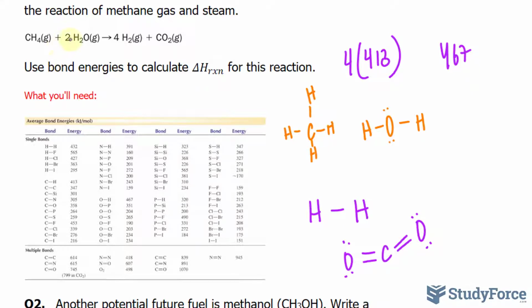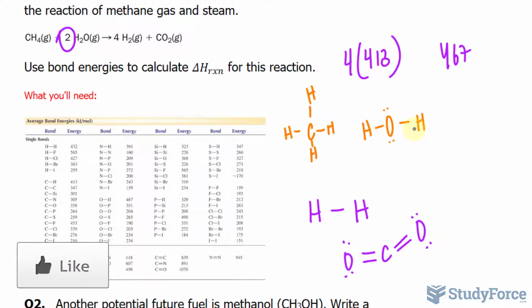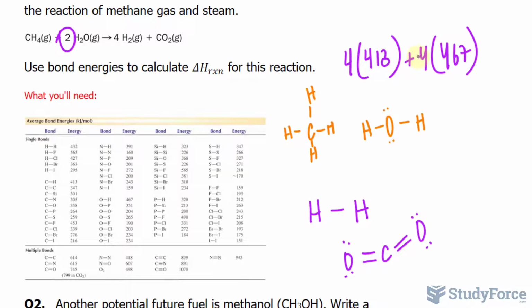And because we had 2 molecules of water, and this oxygen and this hydrogen, this oxygen and this hydrogen, we'll multiply this number by 4. So 2 times 2 gives us that. And we'll take the sum of these 2 bond energies. Then we will do the same thing for the reactants, except that the numbers that we find for each of these will be negated. So we'll take the negative of those numbers.